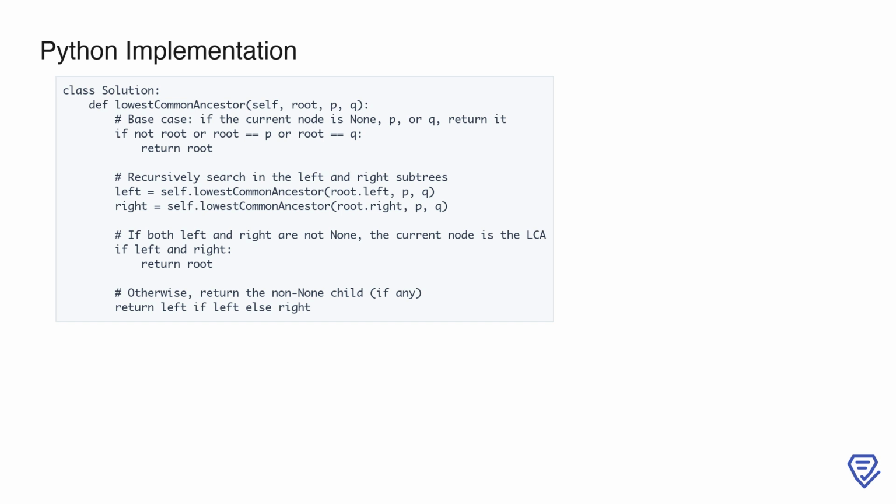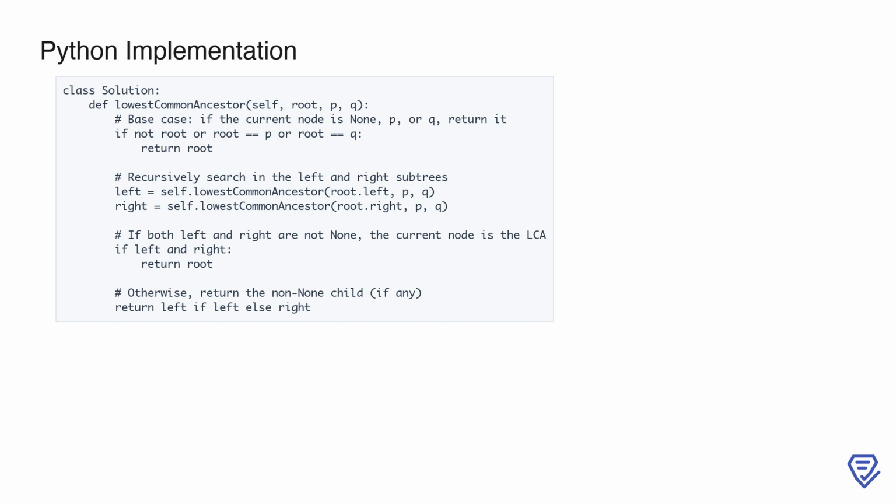2. Recursive search: the function then recursively searches for the target nodes in the left and right subtrees of the current node, storing the results in left and right respectively. 3. Determining the LCA: if both left and right are not None, it means that P and Q are found in different subtrees of the current node. In this case, the current node is their lowest common ancestor, so we return it.